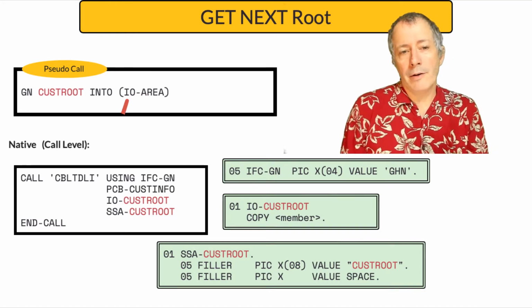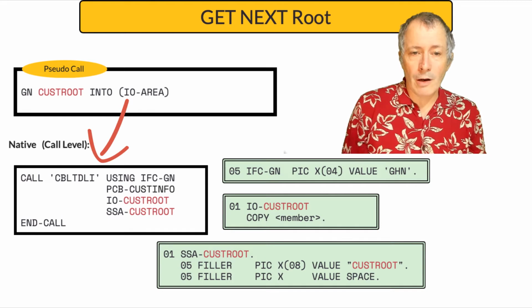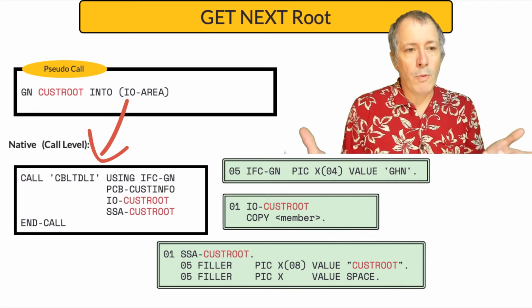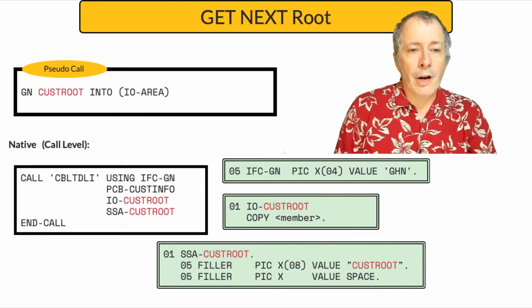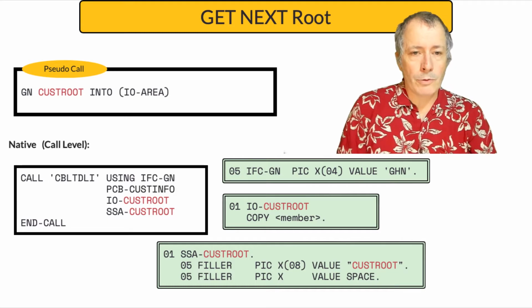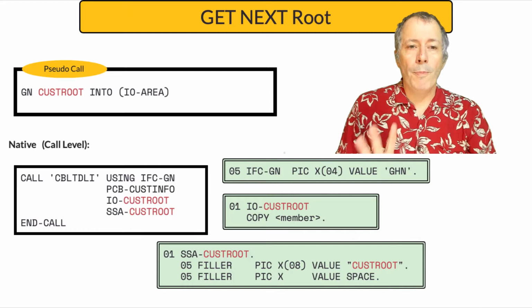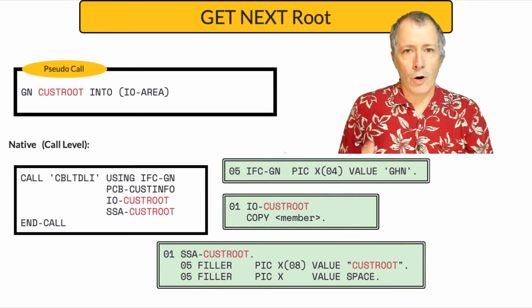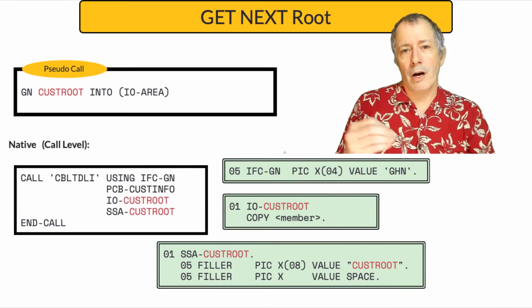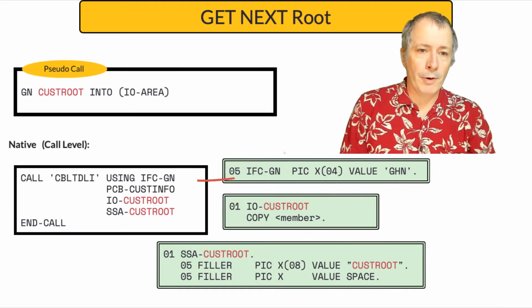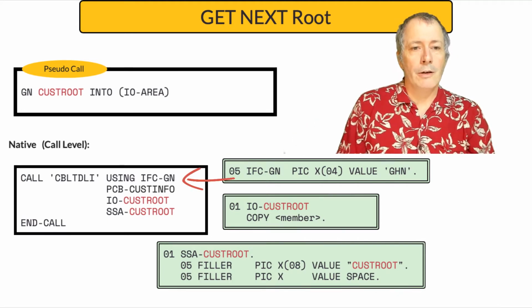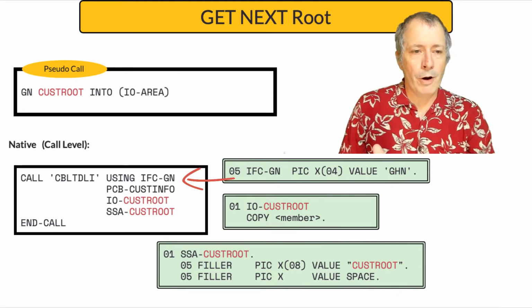A call is made to CBLTDLI, or COBOL to DLI, which is an application interface, or a black box, which does the actual communication with IMS. Four parameters are being passed to this call. Parameter number 1 is the IMS function to be performed, in this case, Get Next. The function is a 4-byte alphanumeric field.